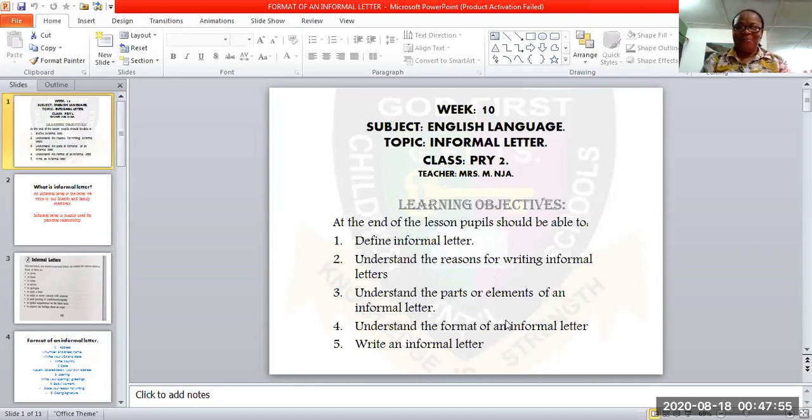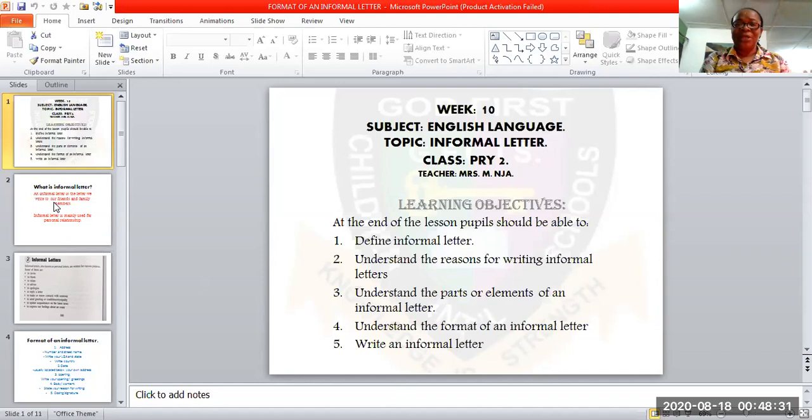Are we there? Beautiful. Our learning objectives once more include to define informal letter, to understand the reasons for writing informal letters, to understand the parts or elements of an informal letter, to understand the format of an informal letter, and to write an informal letter. Are we clear on that? Beautiful. Now, let's look at our slide.